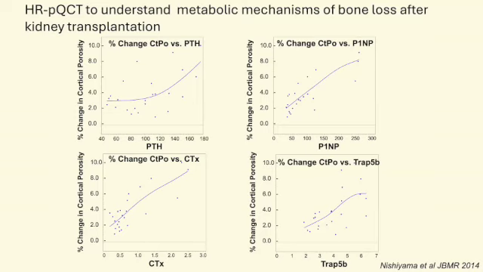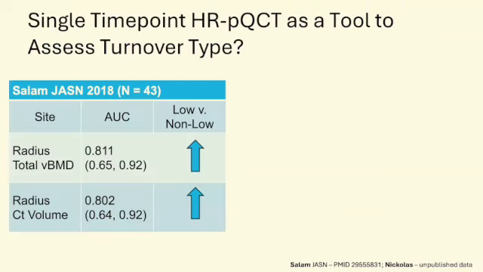So HRpQCT can give us really great information about what is going on with the microarchitecture. How about the dynamics? So there has been some work looking at single time point HRpQCT as a tool to assess turnover type. One published paper that was a biopsy cohort from the UK evaluated whether or not HRpQCT parameters could discriminate turnover status, so low from non-low turnover. And they found significant discrimination for radius, total volumetric BMD, and cortical volume.